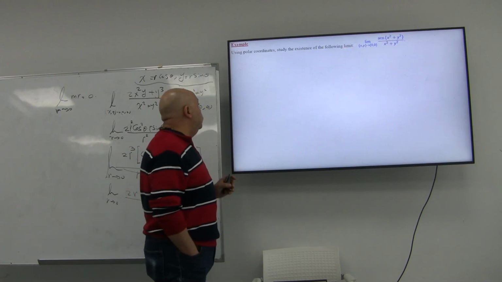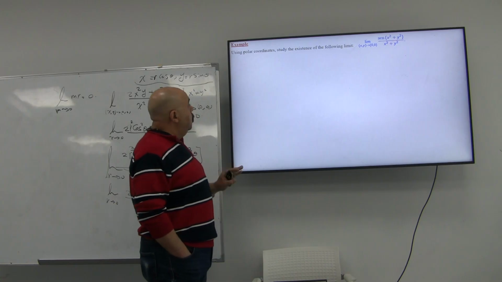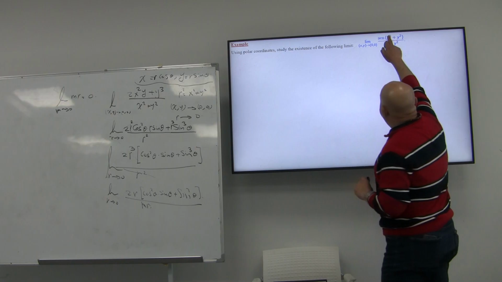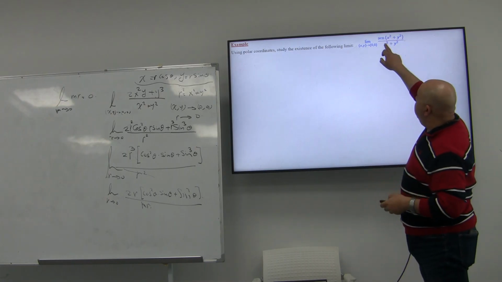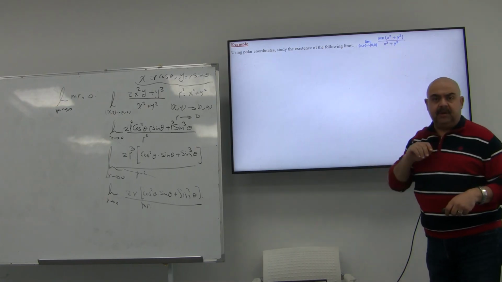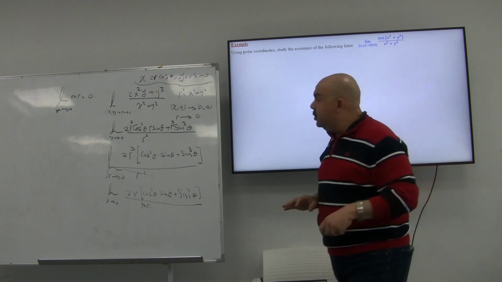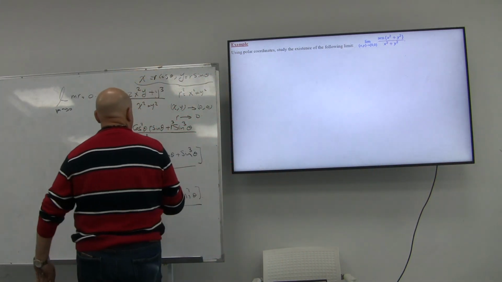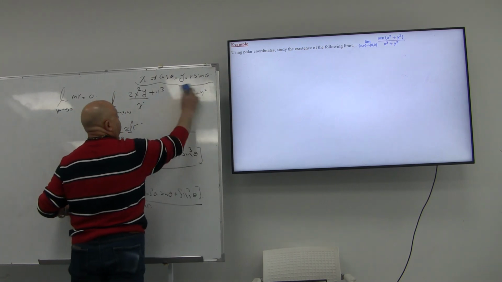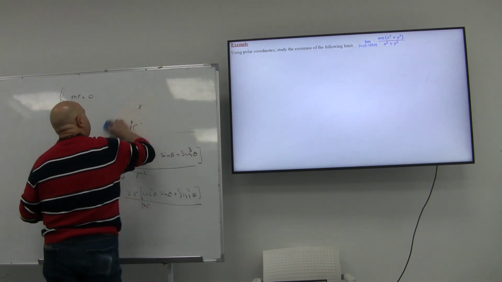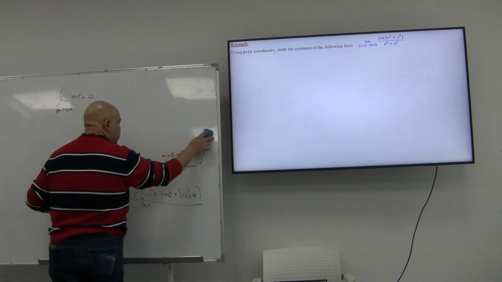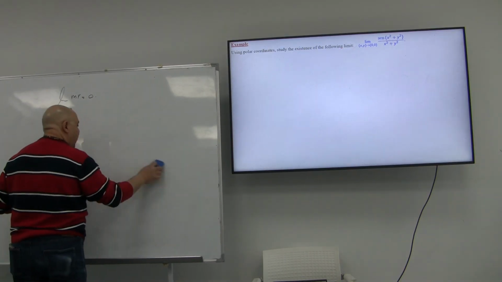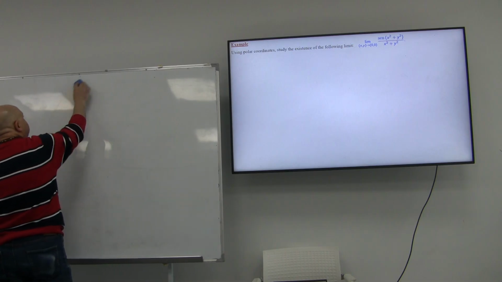That's another problem, and also it's a very nice problem. Using polar coordinates, study the existence of the limit of sine of x squared plus y squared over x squared plus y squared. This is really very tempting because you have the values of x squared plus y squared, which already exist in the sine function, and also in the denominator.